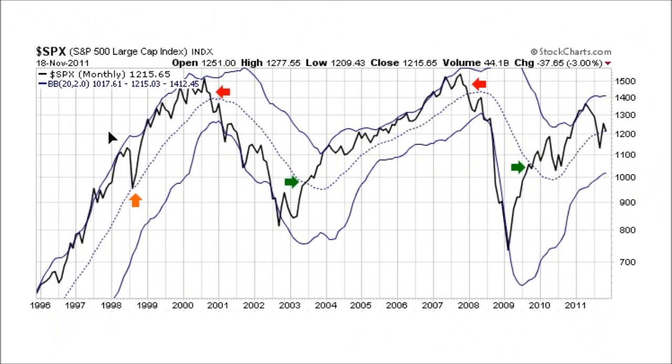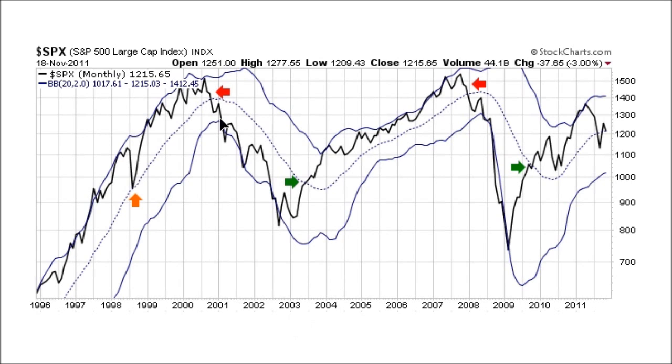Here is a monthly chart of the S&P 500. These are Bollinger Bands. We've looked at this before. When price is above the center line, the black line, it tends to be bullish. This is a bearish crossover. Stocks went down. Bullish crossover, stocks went up. This chart goes all the way back to 1996.